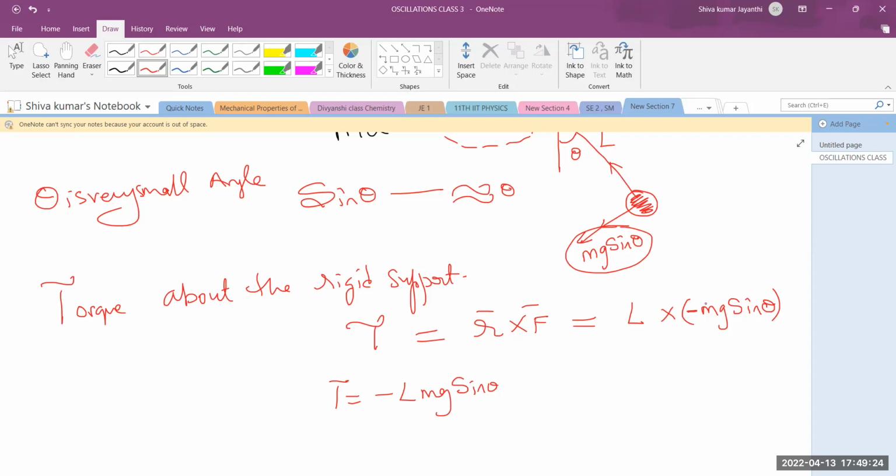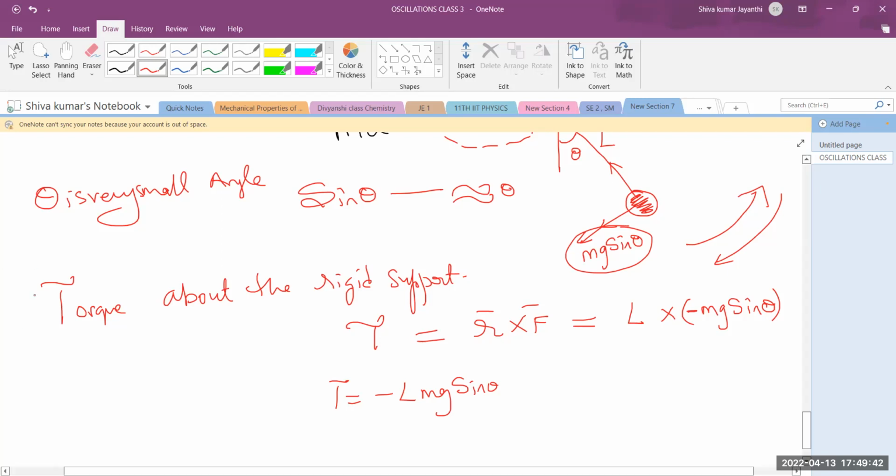Because restoring force is opposite to the direction of the angular displacement. Angular displacement is in this direction, and restoring force is in the opposite direction. Negative means reverse direction. That is why the negative came. Is that understood?